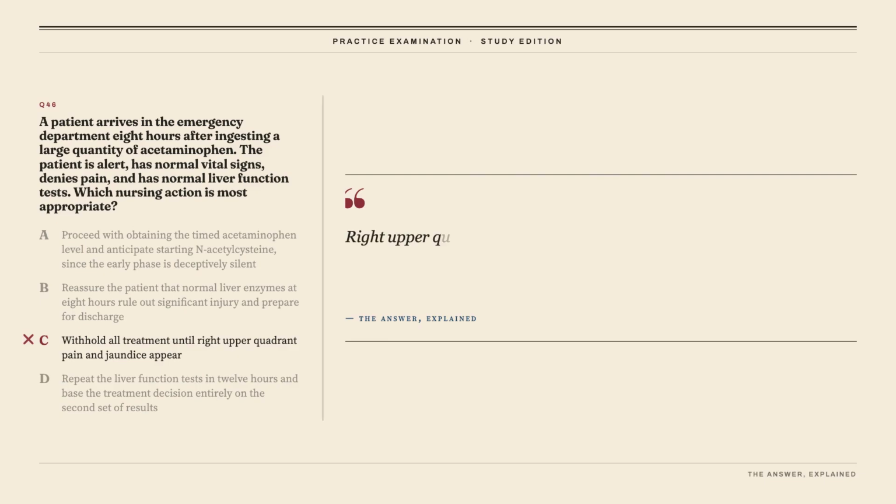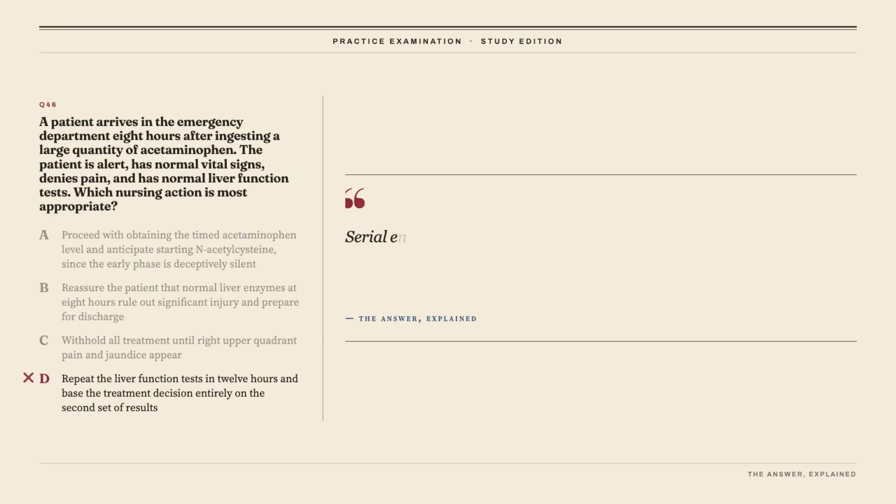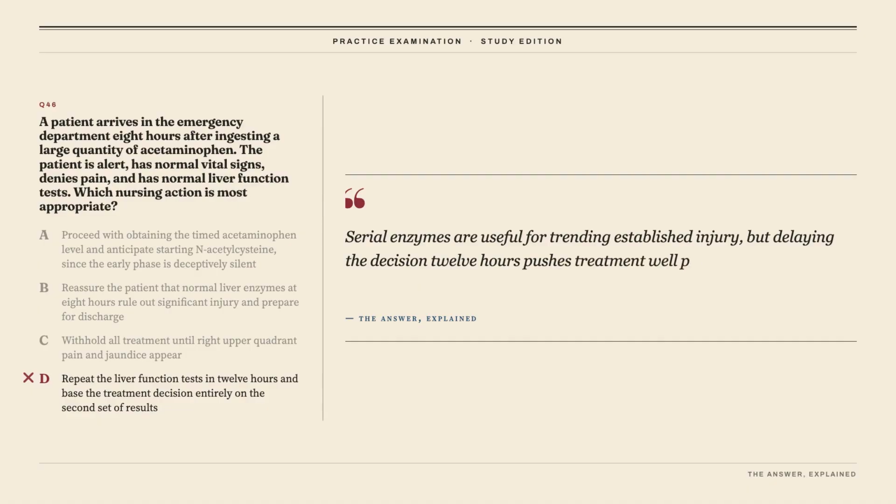C is wrong because right upper quadrant pain and jaundice mark stages 2 and 3, by which point substantial hepatocyte death has occurred. The antidote is far less protective at that point. D is wrong because serial enzymes are useful for trending established injury, but delaying the decision 12 hours pushes treatment well past the most effective window. The acetaminophen level and nomogram guide the decision now.